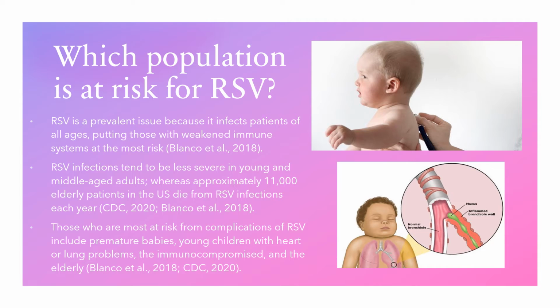Which population is at risk for RSV? RSV is a prevalent issue because it infects patients of all ages, putting those with weakened immune systems at the most risk. RSV infections tend to be less severe in young and middle-aged adults, whereas approximately 11,000 elderly patients in the U.S. die from RSV infections each year. Those who are at the most risk for complications of RSV include premature babies, young children with heart or lung problems, the immunocompromised, and the elderly.